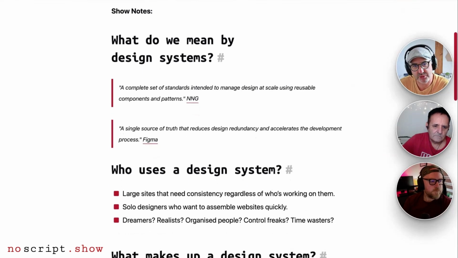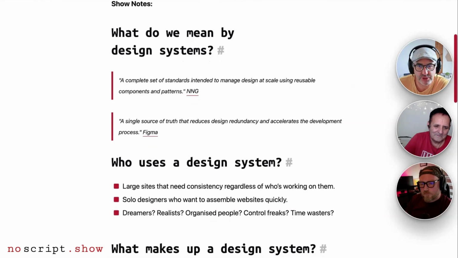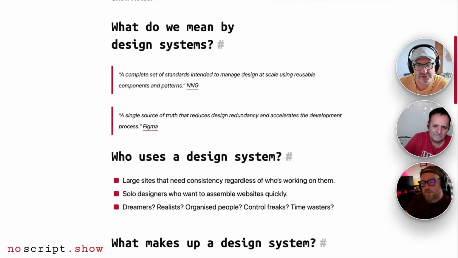There's a couple of quotes, which I'll just read out. The first one says, a design system is a complete set of standards intended to manage design at scale using reusable components and patterns. And that's the Nielsen Norman, I can never remember, group. And then a source from Figma, the design tool. A design system is a single source of truth that reduces design redundancy and accelerates the development process. So I guess they're broadly similar in a way.